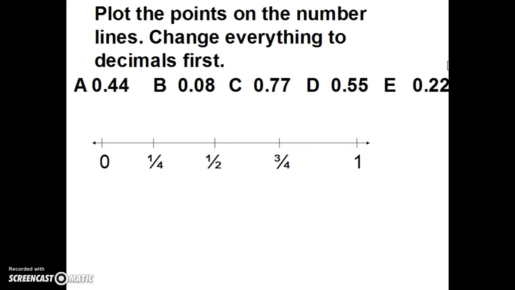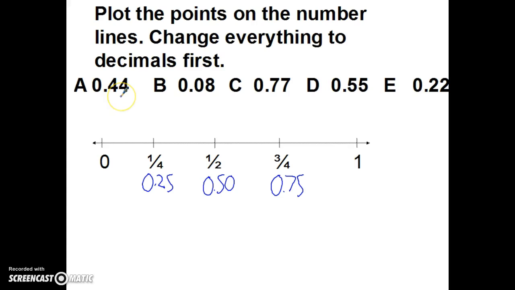Plot the points on the number line, change everything to decimals first. Okay. My A, B, C, D, E are already in decimal form, so I just need to change my fractions, and hopefully you guys can remember these by now. 1/4 is 0.25. Half is like half a dollar, 0.50. And 3/4 is 0.75.